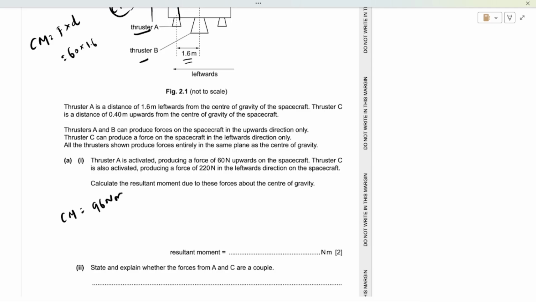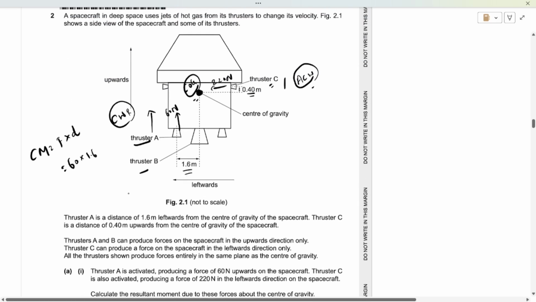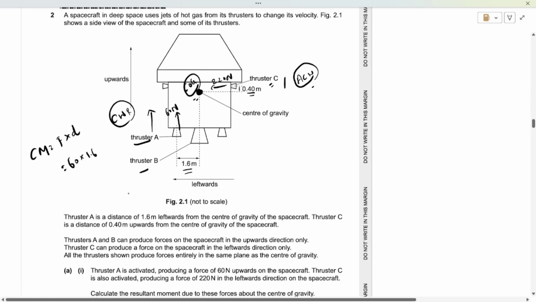96 Newton meter. And with respect to thruster C, this is going to provide a force of 220 Newton. If 220 Newton is completely provided by the thruster C, and if the distance is larger, we know that the aircraft will be going completely in the leftward direction. It's just a practical application while you're thinking, but it's not going to do that, because we know that this is going to act in this direction.